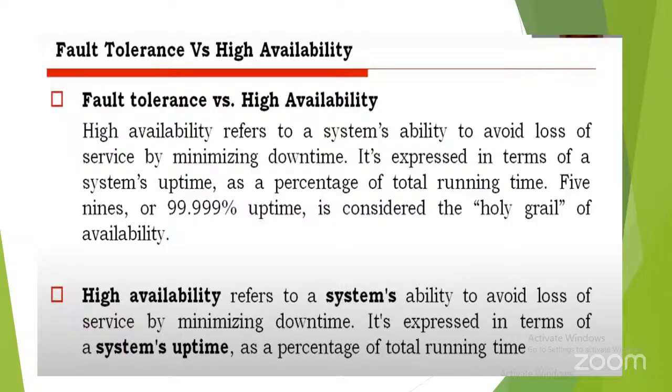This high availability refers to the system's ability to avoid loss of service time. So in high availability, your downtime, your absent time from the college, your losing of classes, your losing of content of any subject, is very less. When downtime is very less, obviously system availability is more.